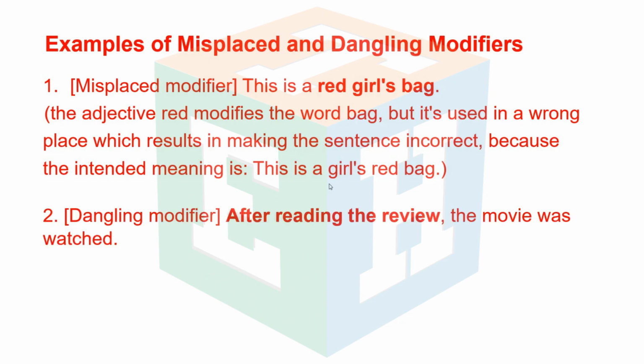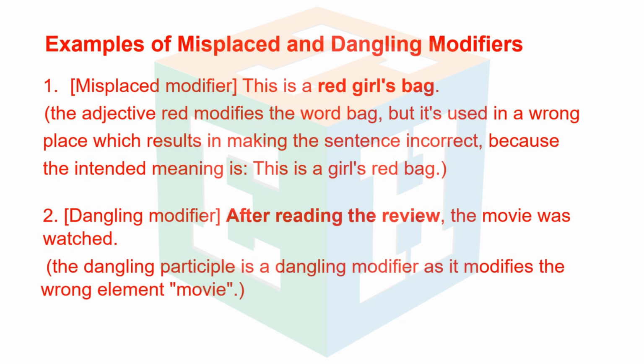Number 2, dangling modifier. After reading the review, the movie was watched. The dangling participle is a dangling modifier as it modifies the wrong element, movie.